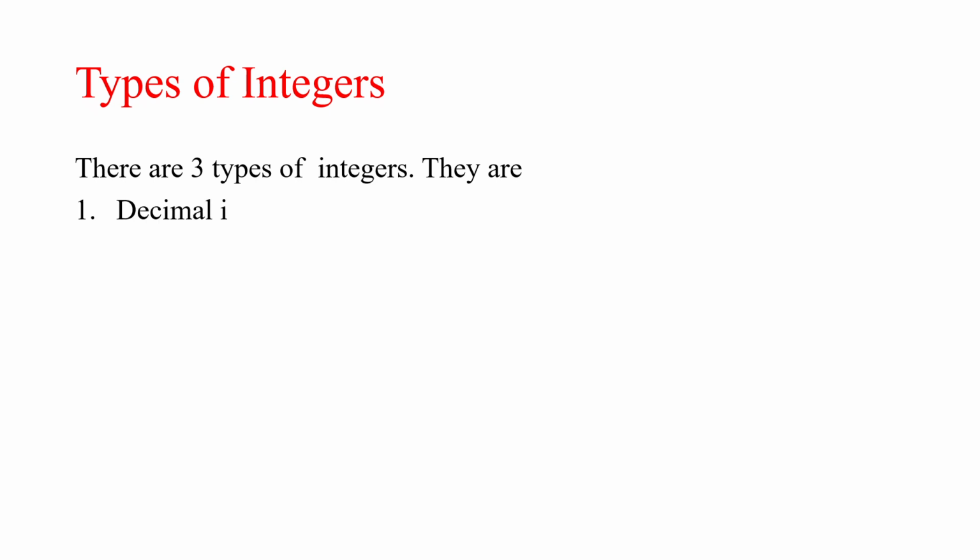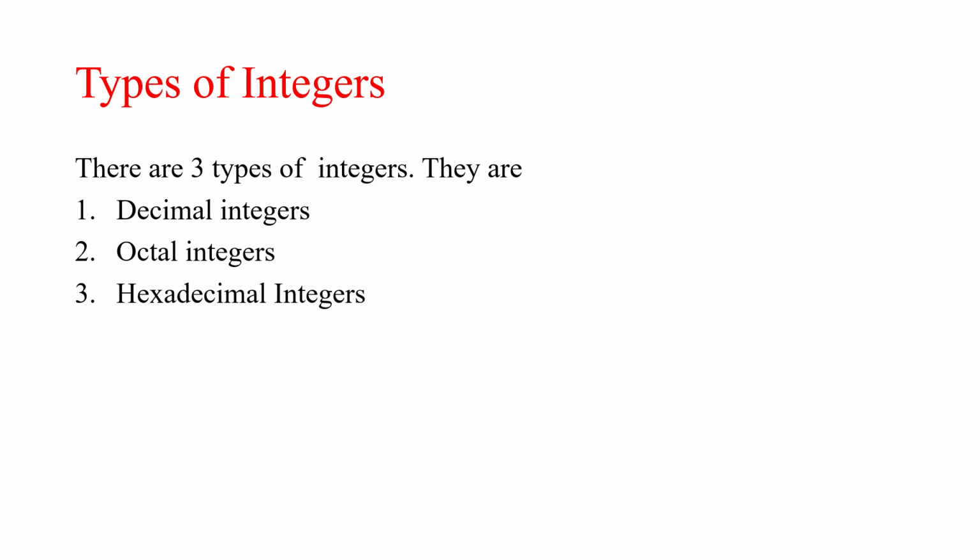Types of integers. There are 3 types of integers. They are number 1 decimal integers, number 2 octal integers, number 3 hexadecimal integers.